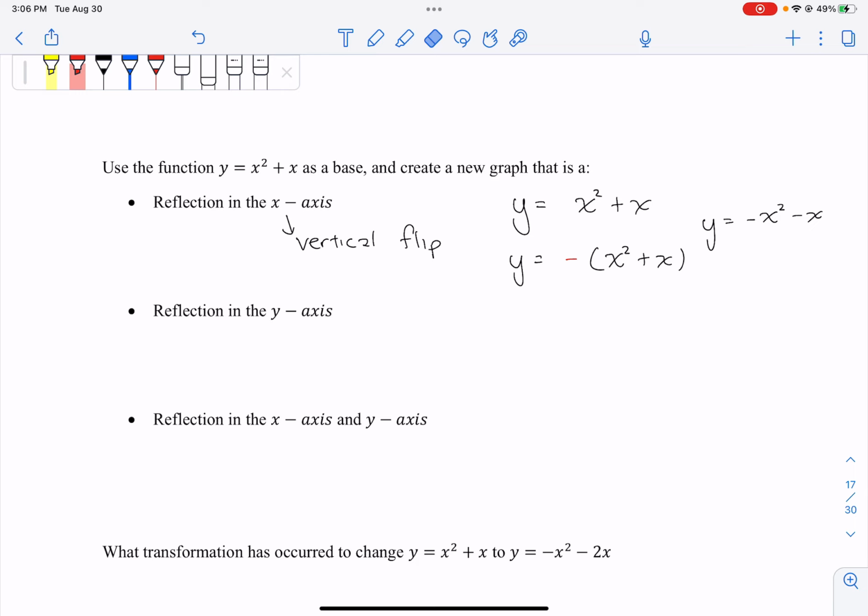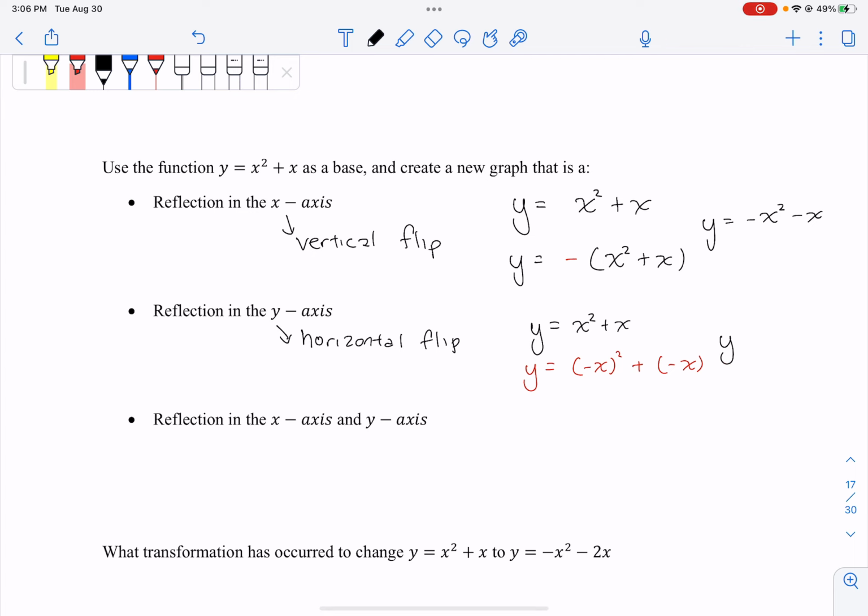A reflection in the y-axis over here is a horizontal flip, which means you plug in negative x into all the possible x's. So if y is equal to x squared plus x, your new function is y is equal to (negative x) squared plus (negative x), which does, unfortunately, change the function into x squared minus x, which is a tad bit different.